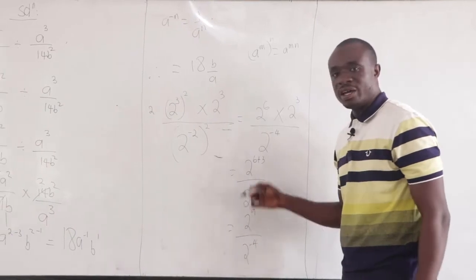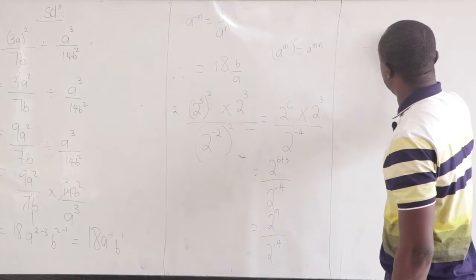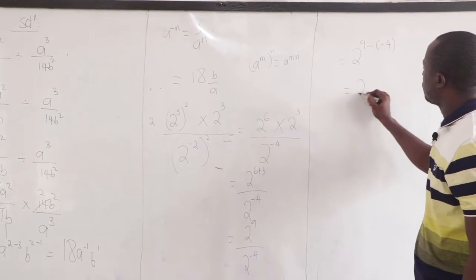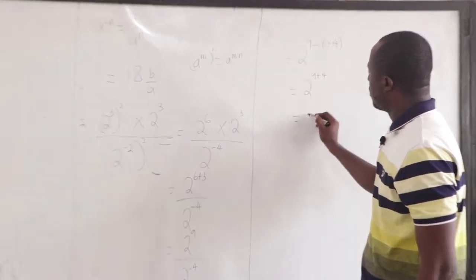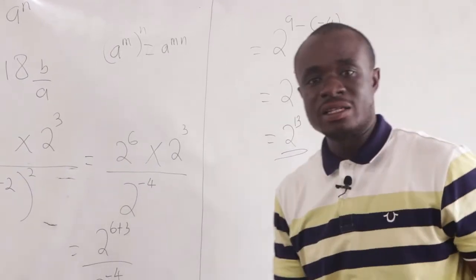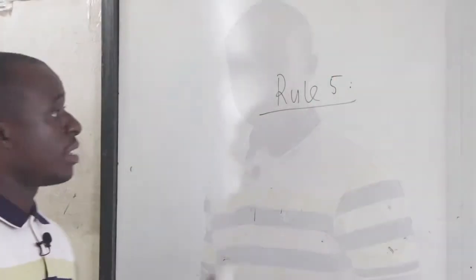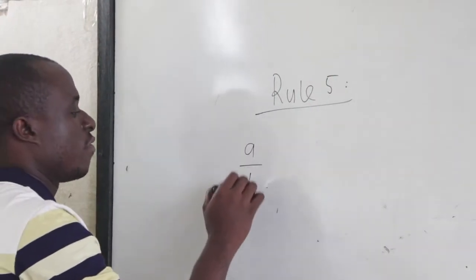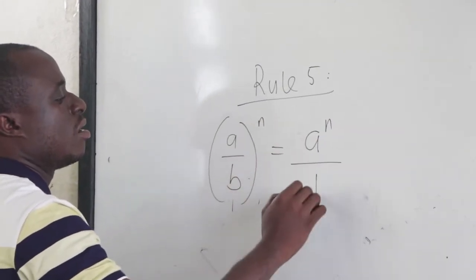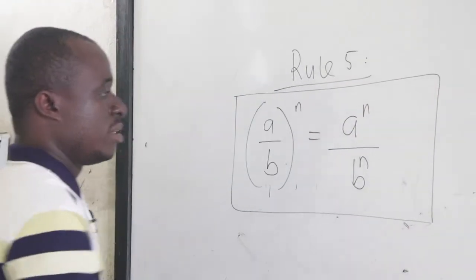Now we know that when you are dividing, and the bases are the same, what do we do? We subtract. So we are going to get 2 to the power 9 minus, but that one is negative, so you have negative 4. We have 2 to the power 9 plus 4. And what is 9 plus 4? That is 13. The question says that we should give our answer in index form, and this one is in index form. Now let's see rule 5. It says that if you have (a over b) all to the power n, this is the same as a^n all over b^n. This is what rule 5 is saying.